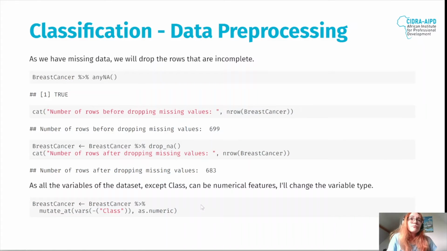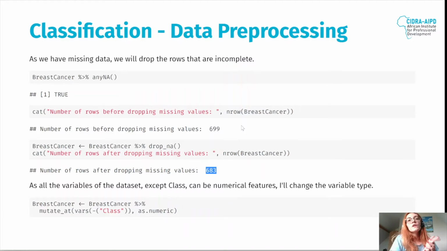For the data pre-processing, we can check if we have missing data by using the function any NA, and we do. So I count the number of rows before dropping the missing values. I just used an nrow function. We have 699, and if we use the drop NA function, we can drop the missing values, and then we go to 683. So we did not have that many missing values in the data.